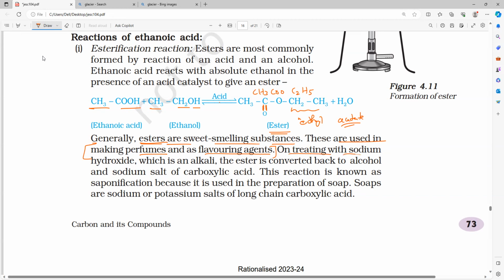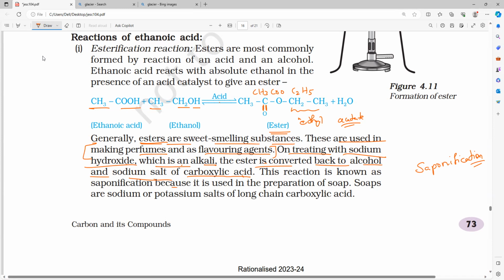Now, on treating with sodium hydroxide, which is an alkali, the ester is converted back to alcohol and the sodium salt of carboxylic acid. The reverse process is called saponification. Now we are going to study that. That is the last property. We are going to discuss that. So all of you note that. On treating with sodium hydroxide, which is an alkali, the ester is converted back to alcohol and sodium salt of carboxylic acid. Reverse reaction.